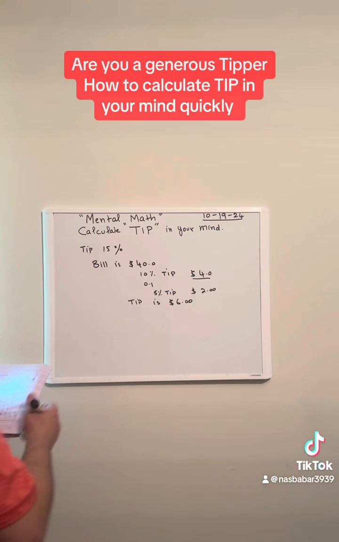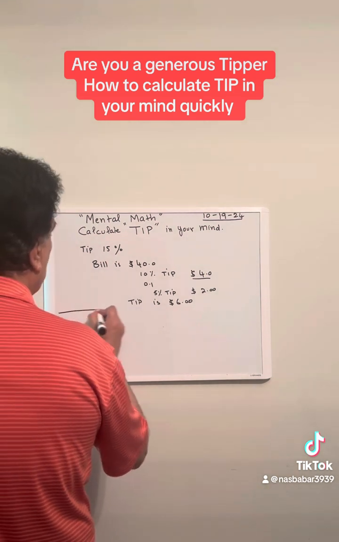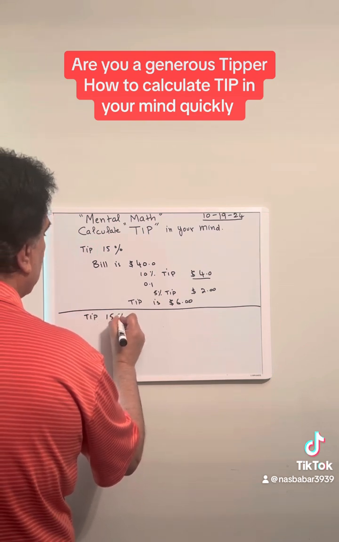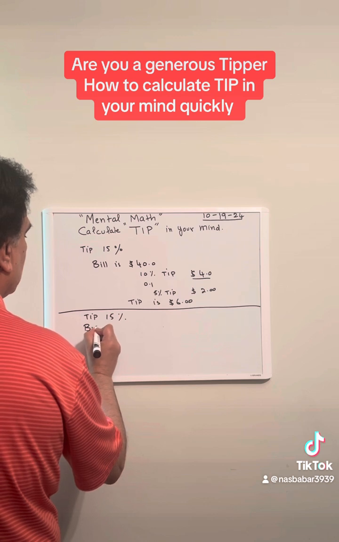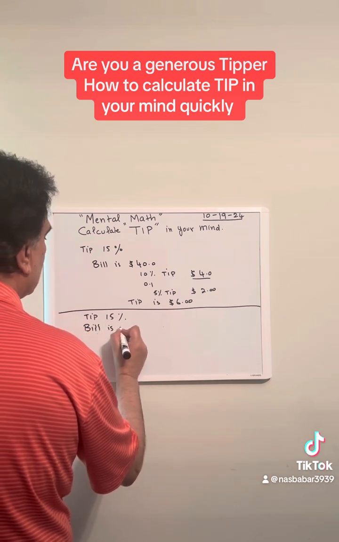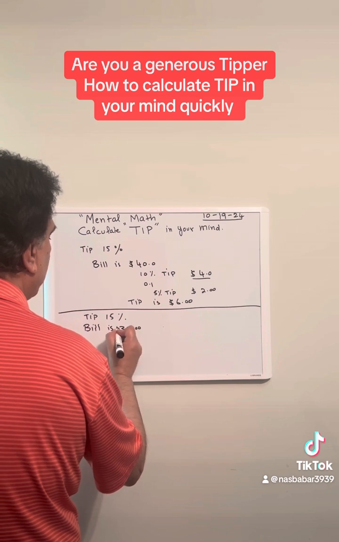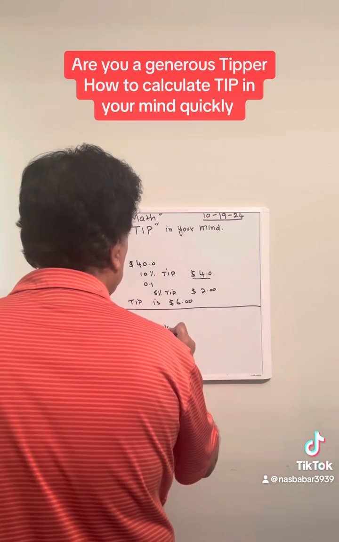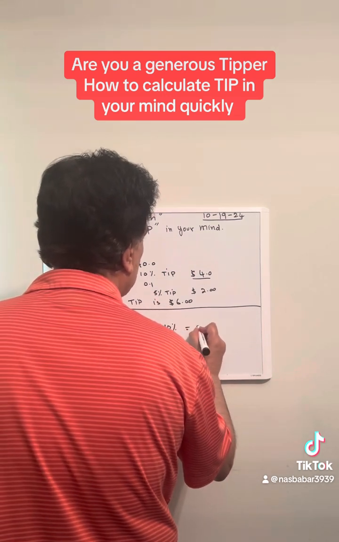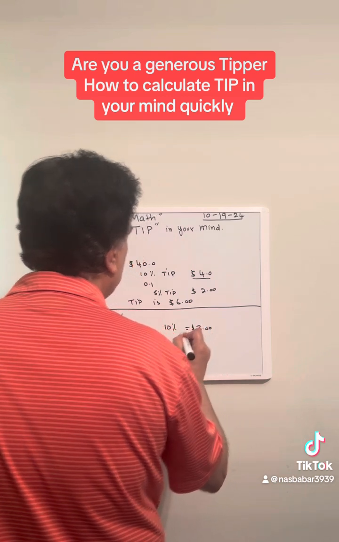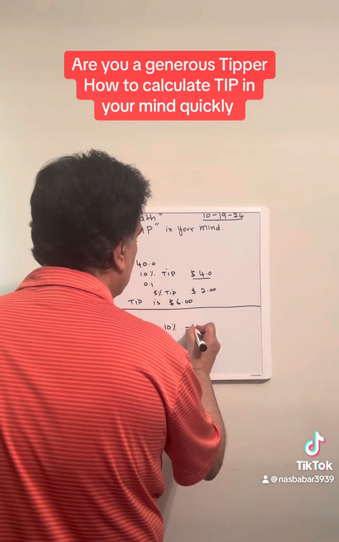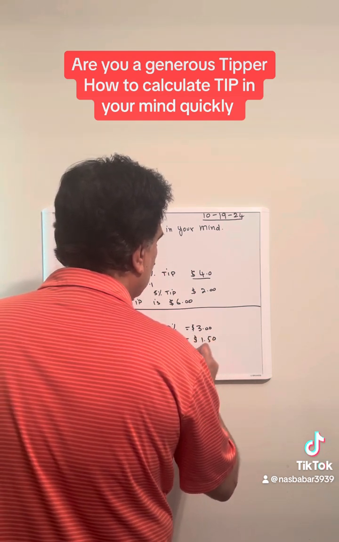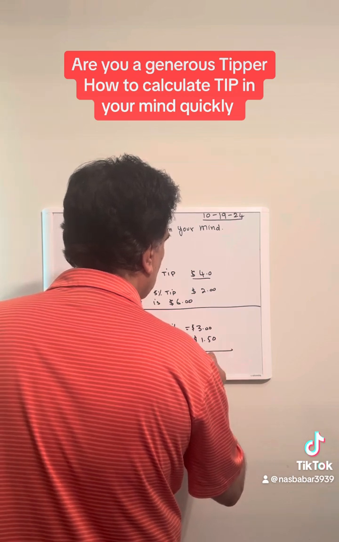So let's say you want to tip 15% and your bill is $30. So how would you tip that? Well, same philosophy. 10% of 30 in my head. 10% right away I can think is $3. And then 5%, I know it's going to be half of $3. So 5% is going to be half of this, $1.50. So then the total tip is $4.50.